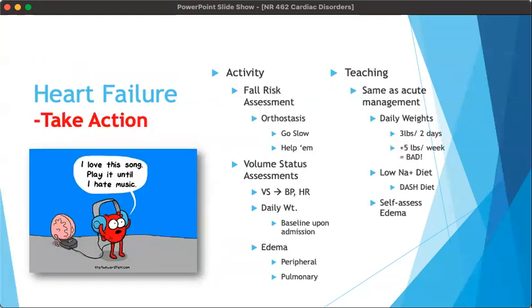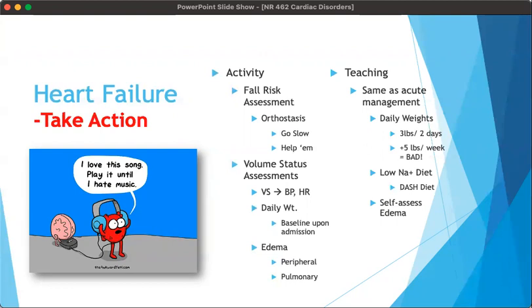So actions, the stuff that we are going to be doing. There are a lot of independent interventions that we're going to be doing to manage heart failure patients. So first, around activity. We're going to be doing fall risk assessments on these patients. We know that we're giving a lot of medications that can artificially lower their blood pressure and push them into that kind of presentation of orthostasis.